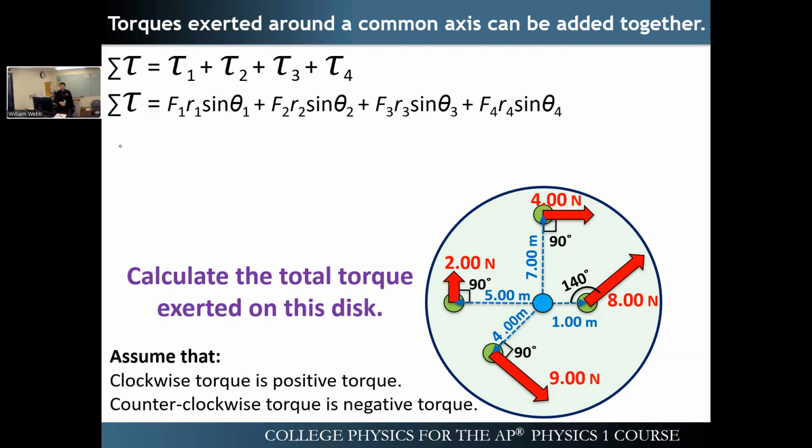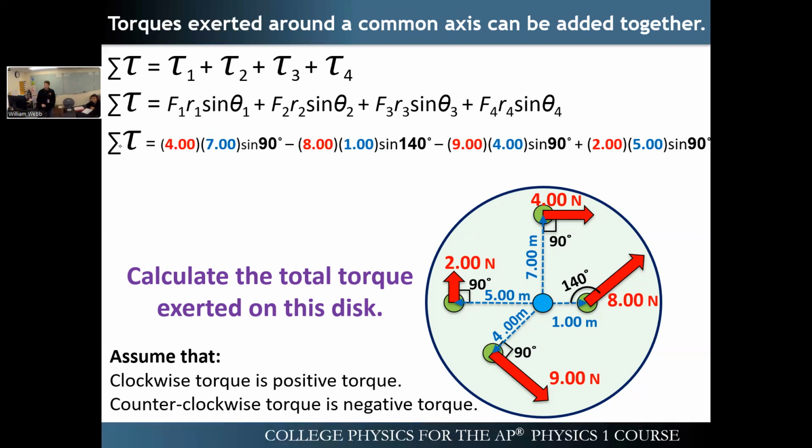So our equation is just F R sine theta. If we start plugging in the numbers, our first contestant has 4 newtons of force, a 7 radius lever arm, and 90 degrees.